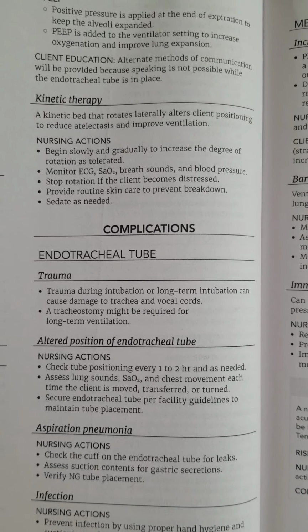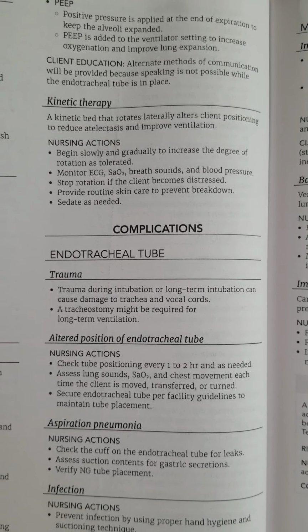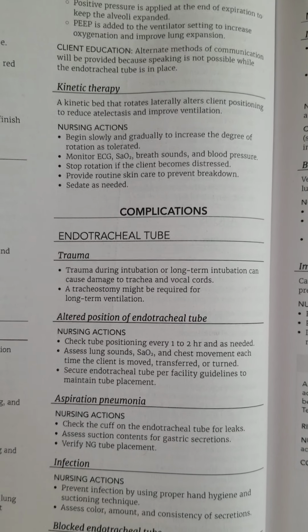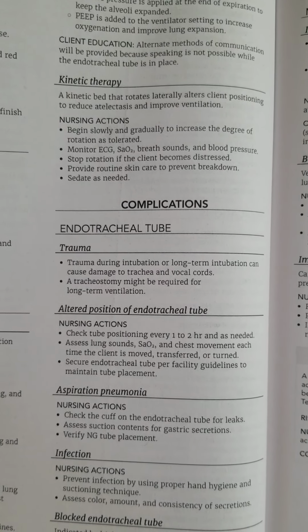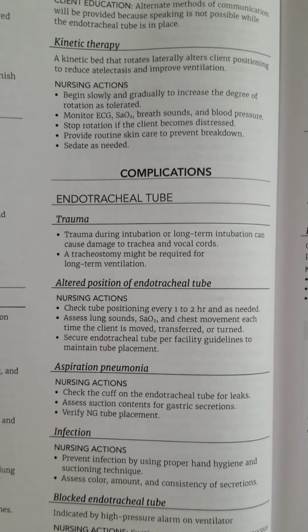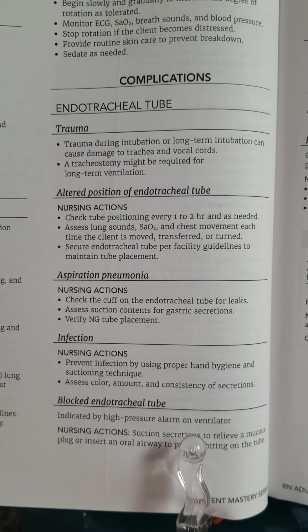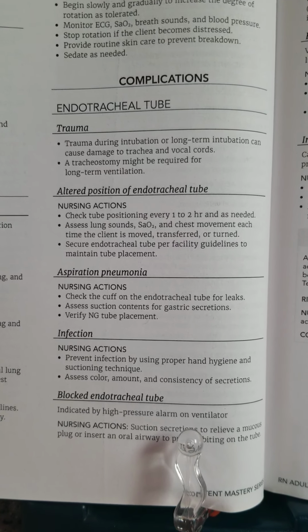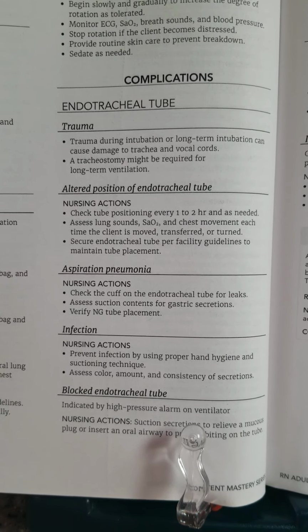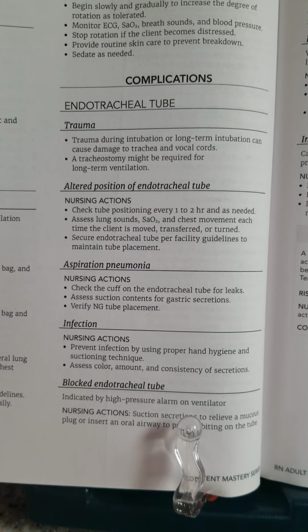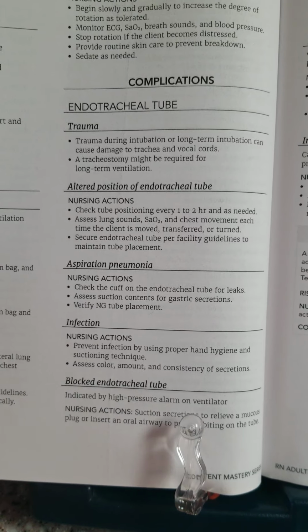Monitor ECG, SaO2, breath sounds, and blood pressure. Stop rotation if the client becomes distressed. Provide routine skin care to prevent breakdown. Sedate as needed. Complications could include endotracheal tube trauma during intubation or long-term intubation, which can cause damage to the trachea and vocal cords. A tracheostomy might be required for long-term ventilation.